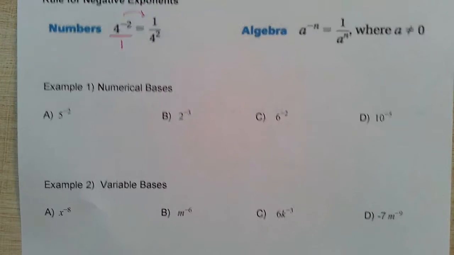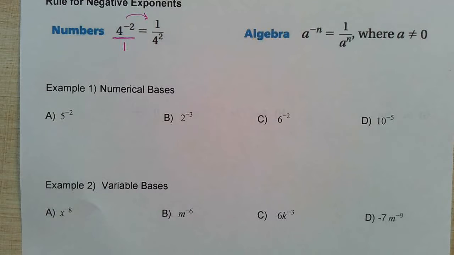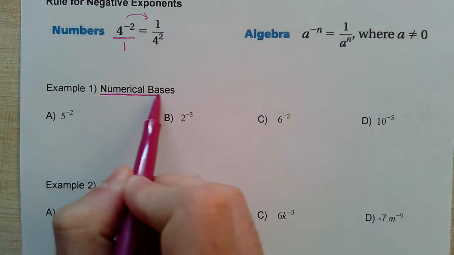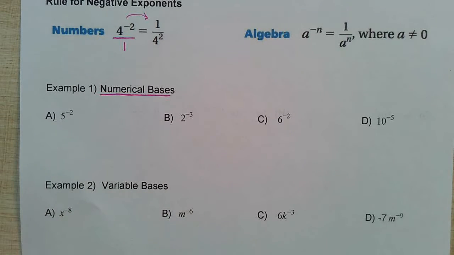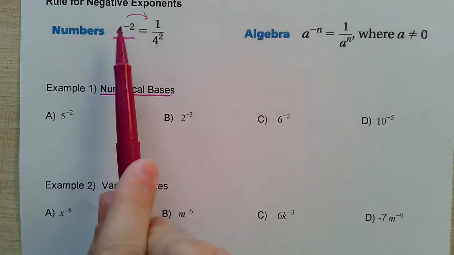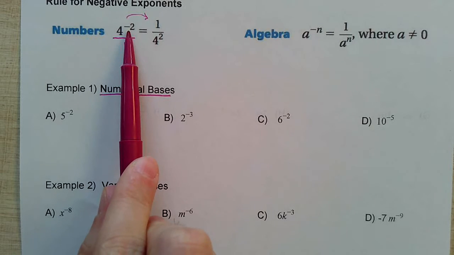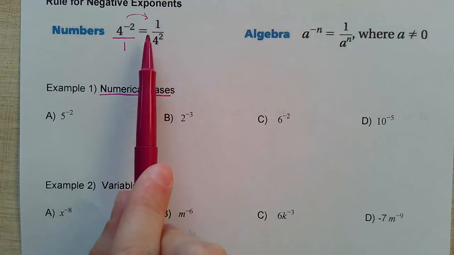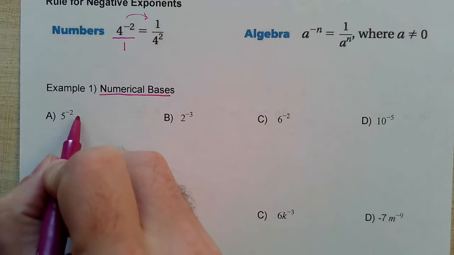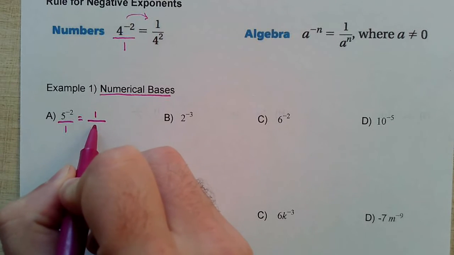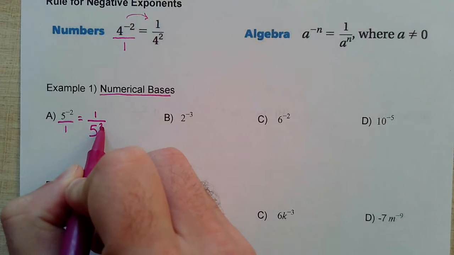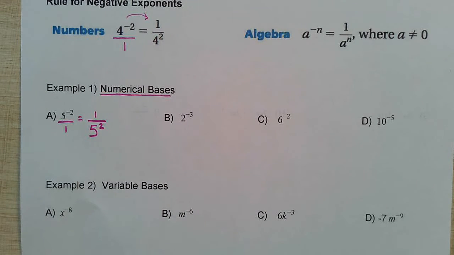So our first is, I'm going to leave this here so we can reference it. What do we do when we have a numerical base? So I have a power with a numerical base, so a number for the base to a negative exponent. Well, in keeping with what we see here, 4 to the negative 2 became 1 over 4 to the positive 2. I can think of this as 5 to the negative second power over 1. I can flip it to its reciprocal, but I'm going to make that exponent positive. I'm going to keep it a 2 instead of a negative 2.